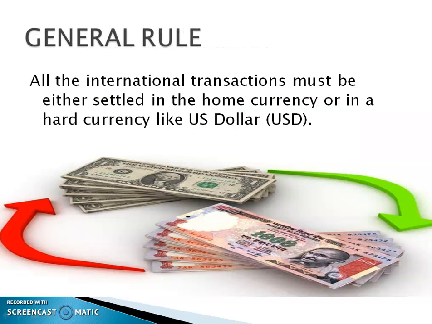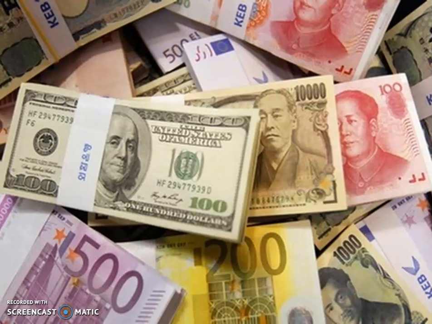So there is a general rule. All transactions must be settled either in the home currency of the exporting country or in a hard currency like the US dollar. The US dollar is otherwise known as USD. USD is accepted as a general currency for international payment. Different countries have their own currency, for example, US dollar, UK pound, Australian dollar, yen, etc. So the Indian rupee is legal tender only within the political boundary of India.